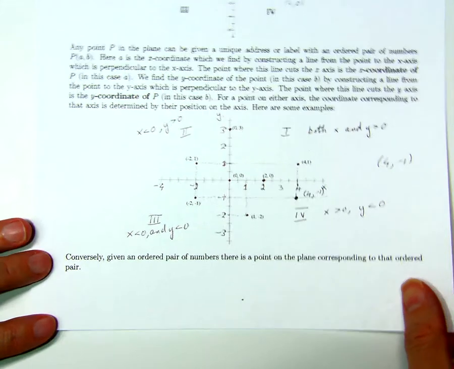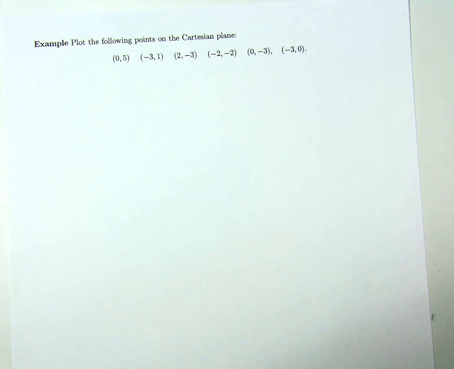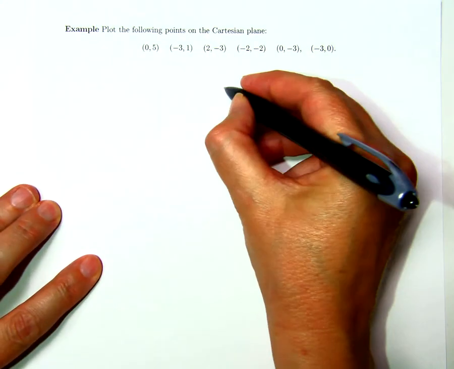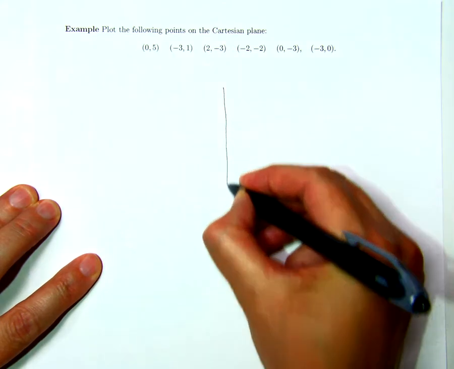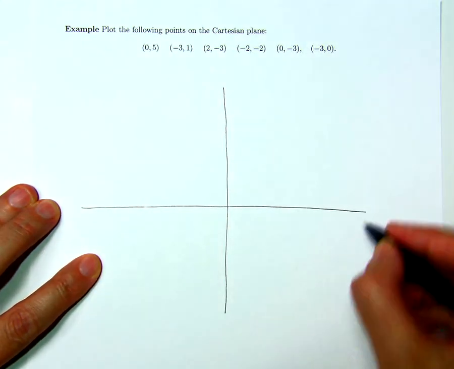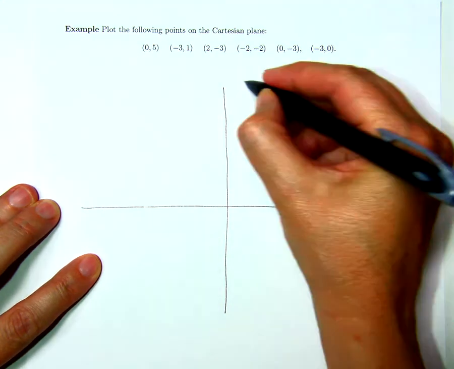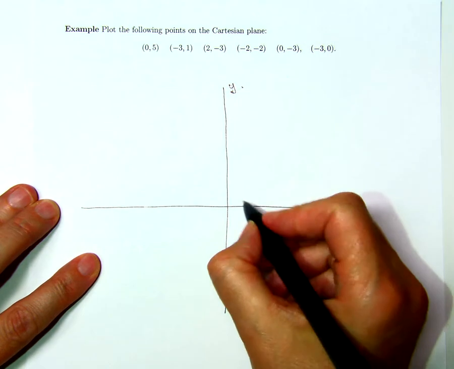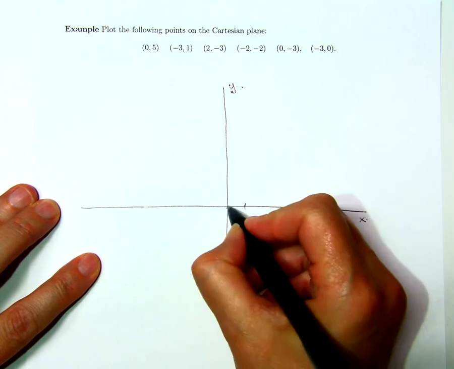Let's try that with some points. Can we plot these points on a Cartesian plane? Well, this is our plane, so let's draw a vertical axis as best we can, and a horizontal axis. We call that x, and we call that y. And now we choose our unit of measurement for both axes. This is our origin.